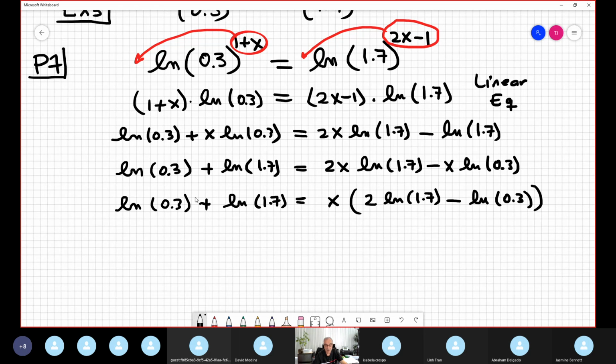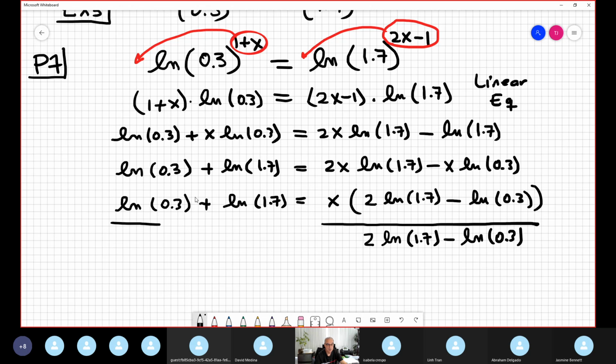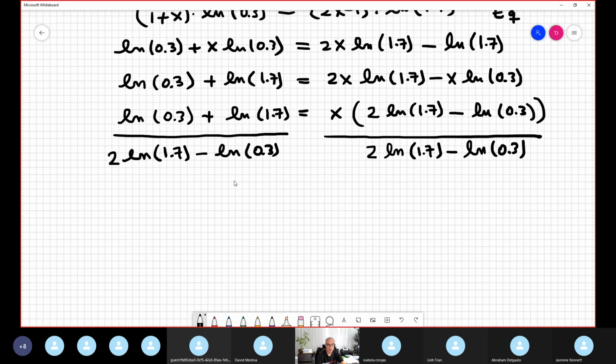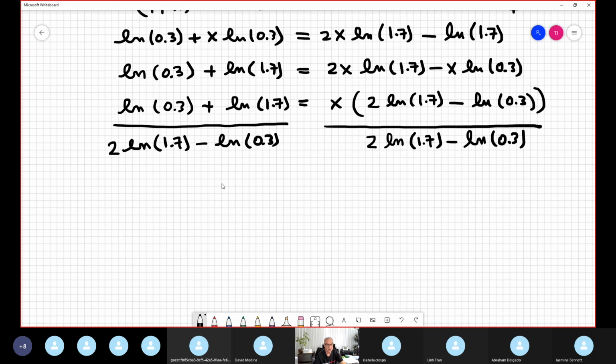Okay. Finally, you divide both sides by this number, because my goal is to isolate x. So x equals ln 1.7 minus ln 0.3. Okay, now so far it looks horrible, but I want to simplify this.